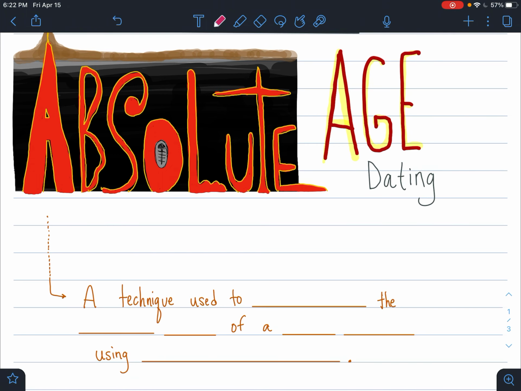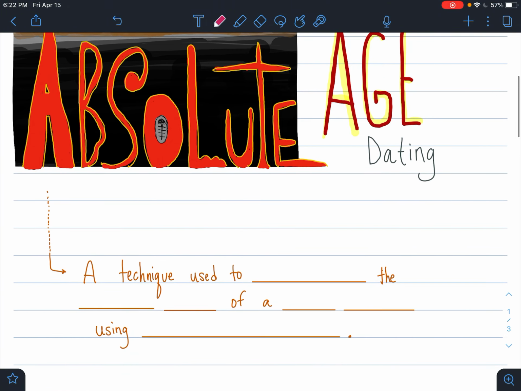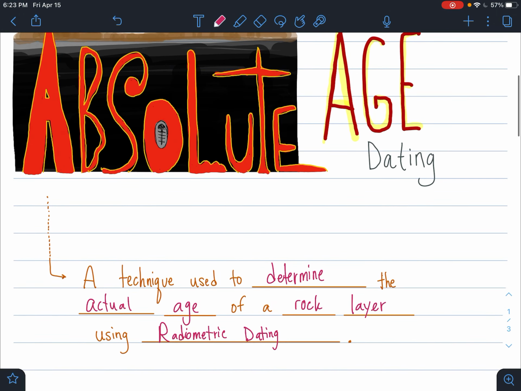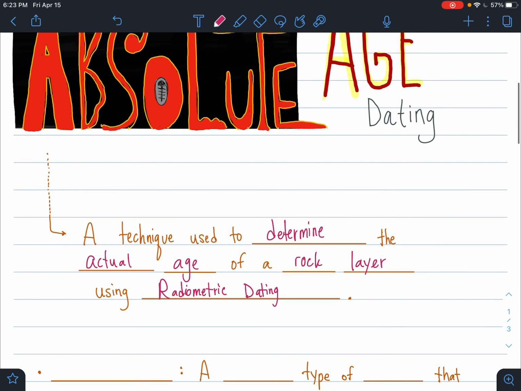So we're looking at absolute age dating, and this is a technique that we can use to determine the actual, factual age of a rock layer. And we can do this using something known as radiometric dating. So we have an actual way to get at the age of the rock. Unlike relative age dating, absolute age dating is going to give us an actual age of a rock layer.